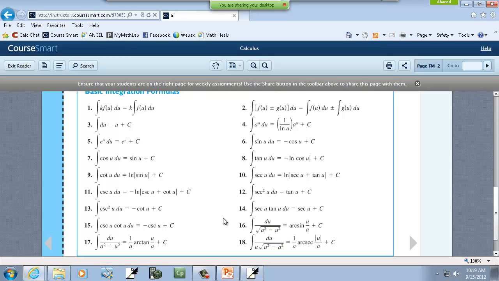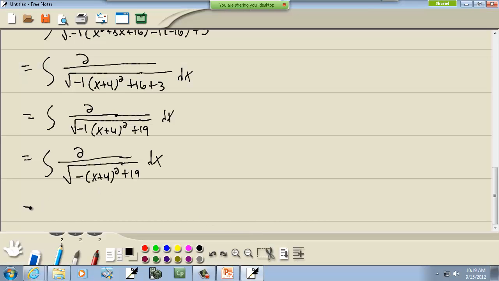Okay, real close now. We want this as a squared minus u squared, so we want the number first. Well, that's okay, we can flip those around. So that becomes 19 minus x plus 4 squared dx.